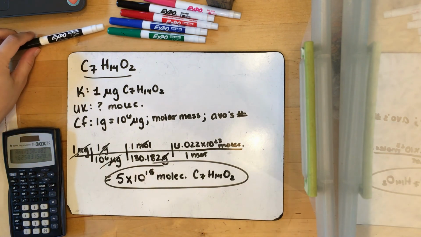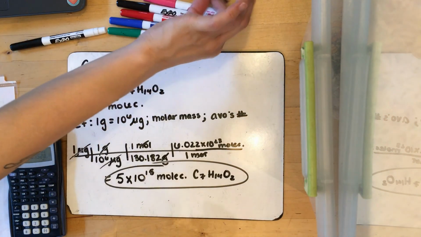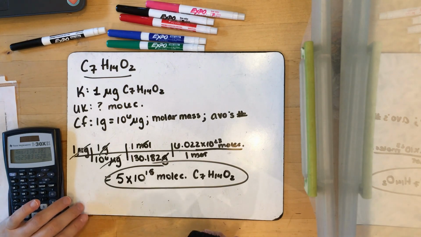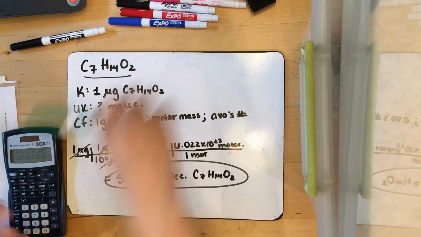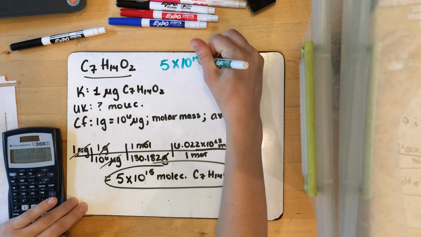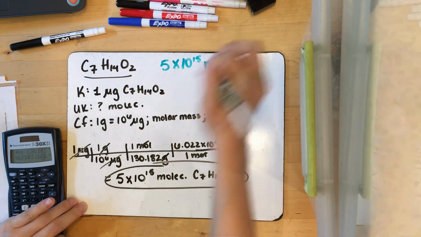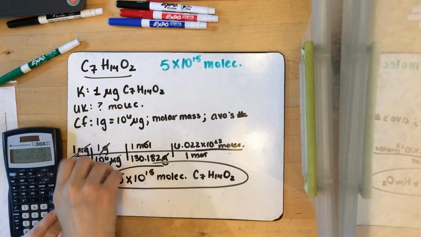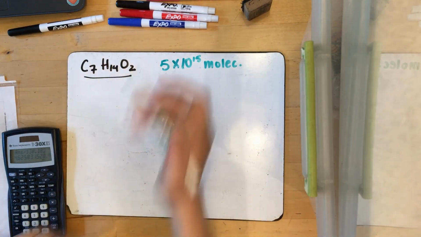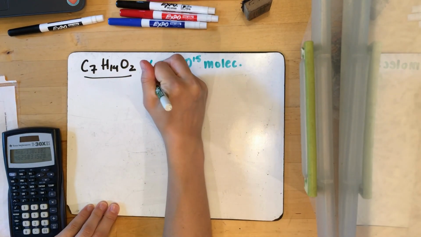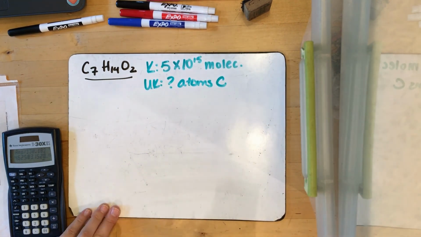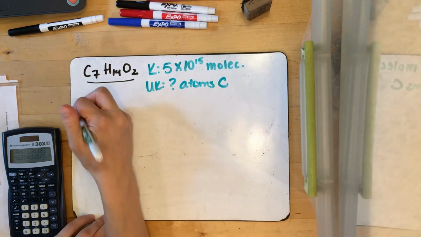Okay, so then the second part of the question asks us how many atoms of carbon are present. So let's write this down up here. So we have 5 times 10 to the 15th molecules. That's going to become our known. And our unknown is how many atoms of carbon are in that number of molecules.